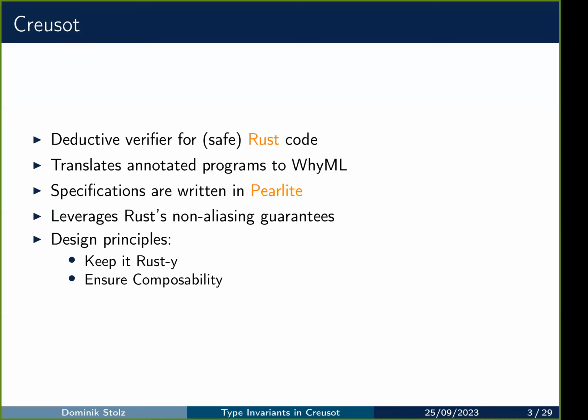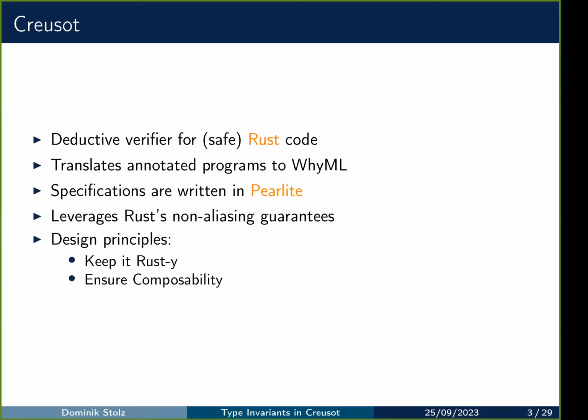And the specifications with which Rust programs are annotated are written in a special kind of language, which is called Pearlite. That's a subset of Rust, which additionally supports logic operations like quantifiers or implications. And what enables this functional translation is the non-aliasing guarantees of mutable references that well-typed Rust programs have.